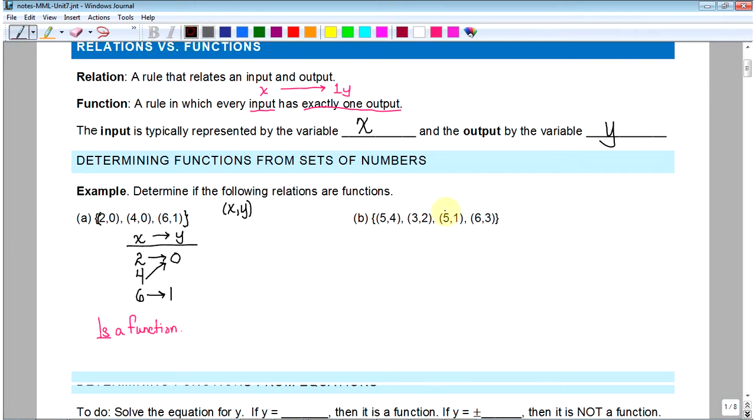Looking at part B, we can do a similar mapping. Starting with our first point, when x is 5, its corresponding y value is 4. When x is 3, its corresponding y value is 2. When x is 5, and notice we already have 5 represented in our table, we have an output of 1. So that 5 actually gets mapped to two different values. So we can stop there and say that this is not a function.